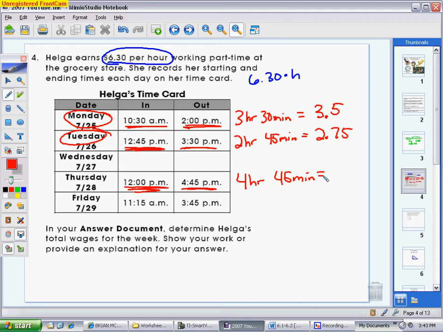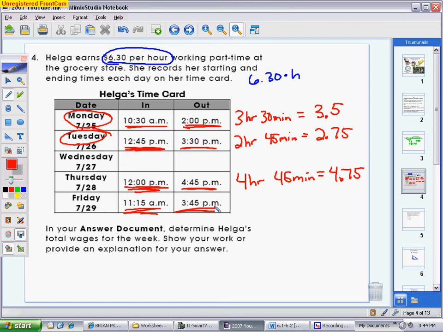Hopefully you know already that 45 minutes, just like here, was equated with 0.75. So this is 4.75 hours. And then on Friday we went from 11:15 to 3:45. So to 12:15 is 1, 1:15 is 2, 2:15 is 3, 3:15 is 4.